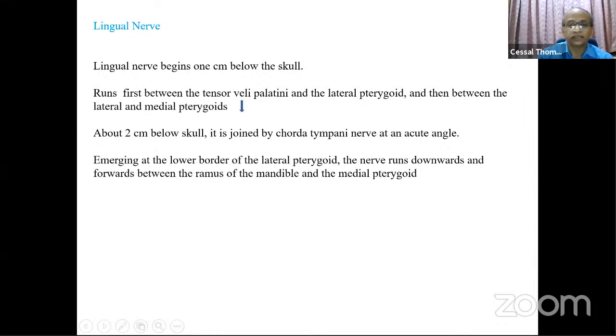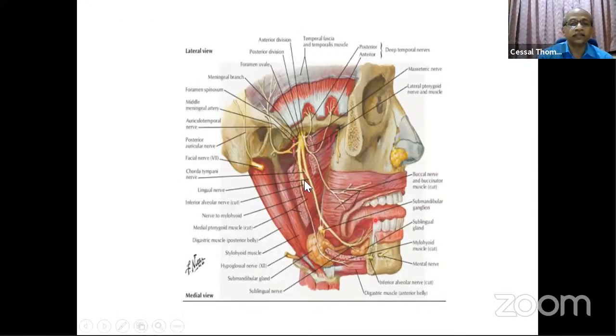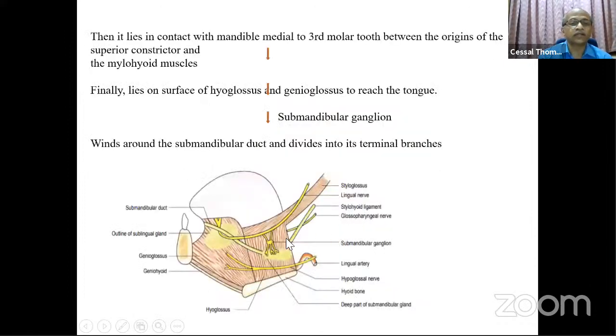Okay. Then, see, this is the lingual nerve. It's coming like this and reaches here. After that, it curves medially and anteriorly, and it winds around the submandibular duct, and it supplies the tongue. So here it is seen in the sublingual space. So the spaces where to look for the lingual nerve involvement.